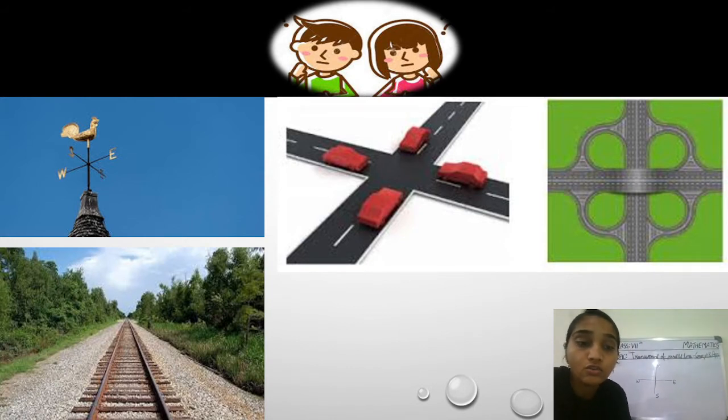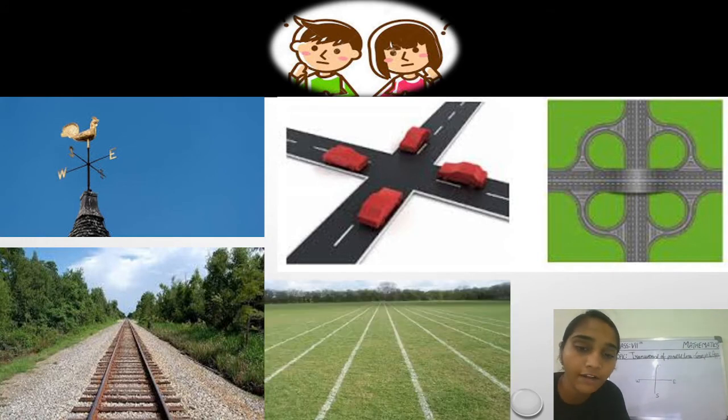So, students, in the railway track you can find intersecting lines and parallel lines. Both types of lines you can find in the railway track, because two lines are going parallelly, and some are intersecting, crossing those lines. And what about this, students?